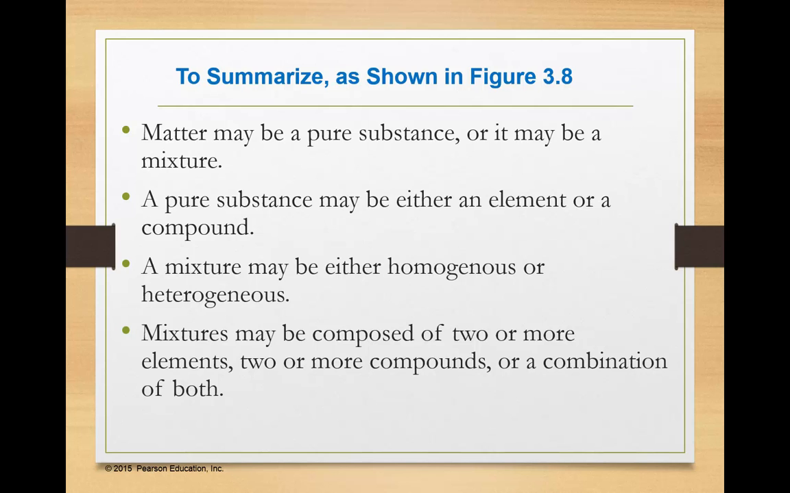And just one other point to make. Mixtures can be composed of two or more elements, two or more compounds, or any combination of those. So you're not limited to just compounds or just elements in a mixture. You can have both of those together. All right, so that's a quick summary on the parts of mixtures of matter.